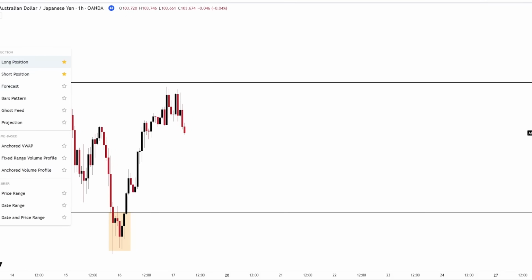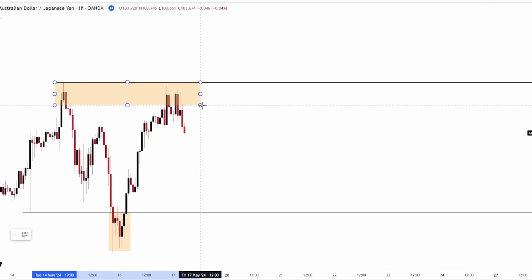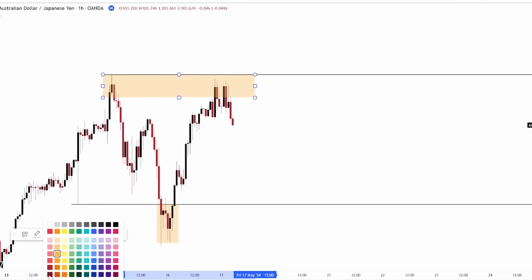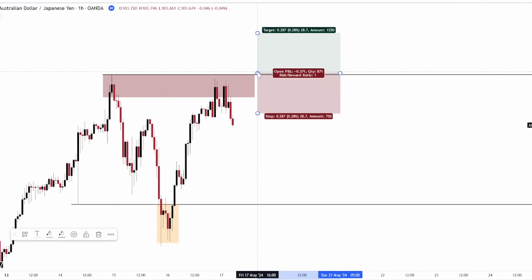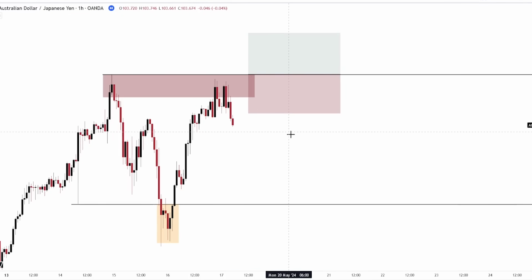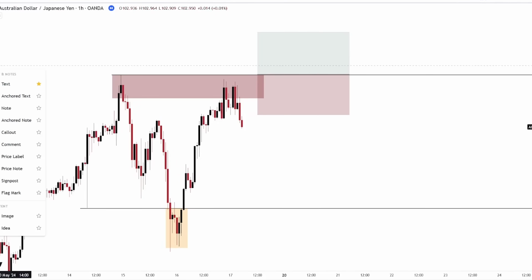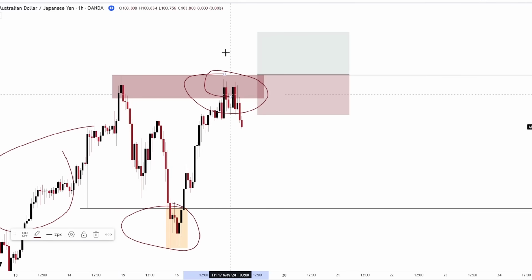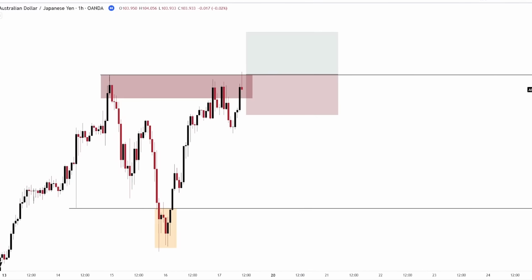Let's add context. What do we have here? We have a rejection from a supply level. So once price crosses this level, we can get in a long position now that we have our context. So what is in our favor? What's in our favor here is our trend, our sweep, and our used up supply level. So once price breaks structure, you're in the trade.